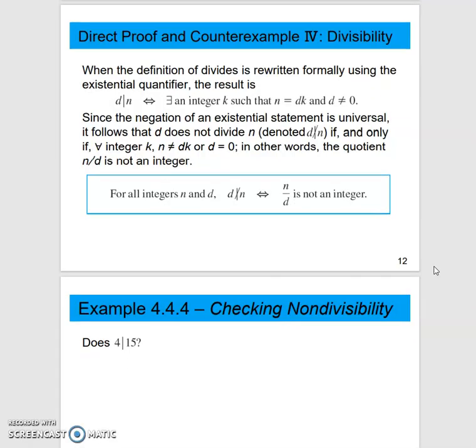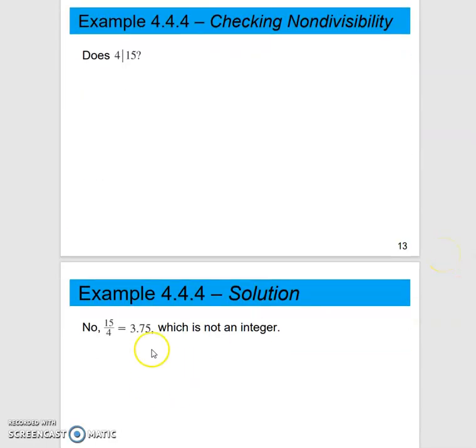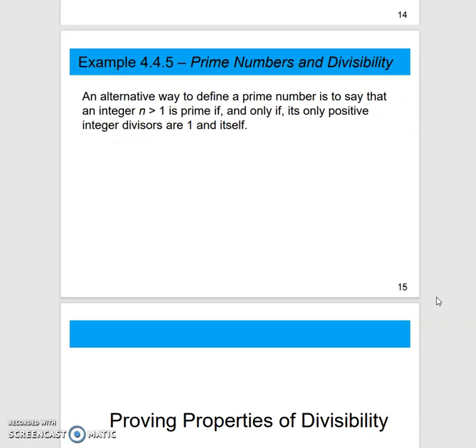All right. So again, as a reminder, if something does not divide, then that means n over d is not an integer. So if, for example, does 4 divide 15? No, it definitely does not. If we put that in our calculator, we get a decimal, so it's not an integer. We talked about a definition of a prime number earlier on. We could also say that an integer n greater than 1 is prime if and only if its only positive integer divisors are 1 and itself.